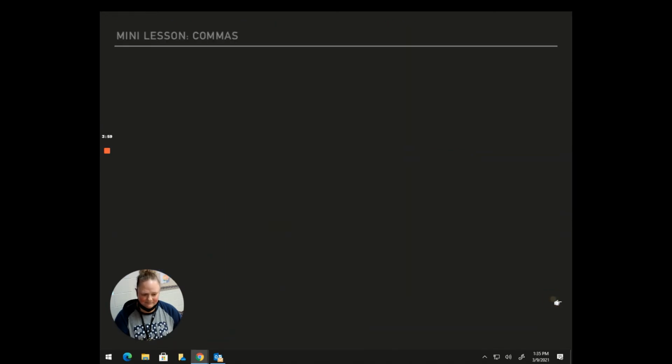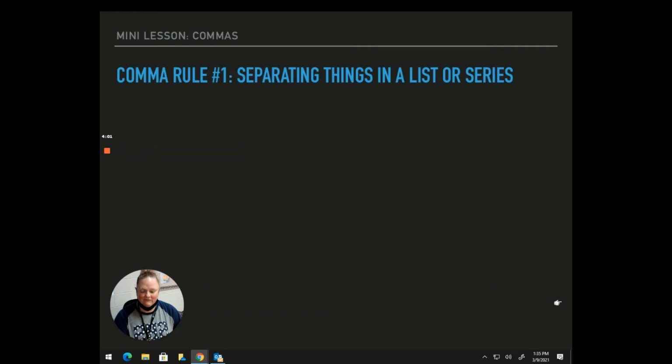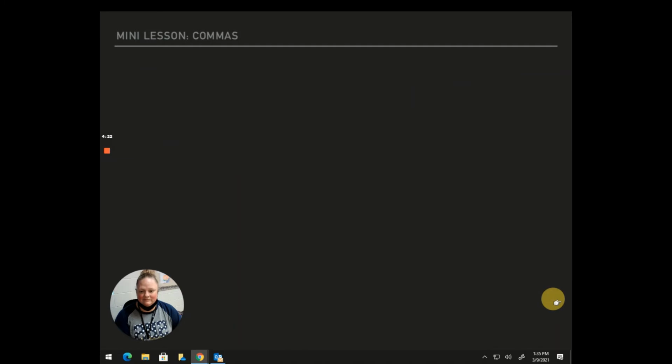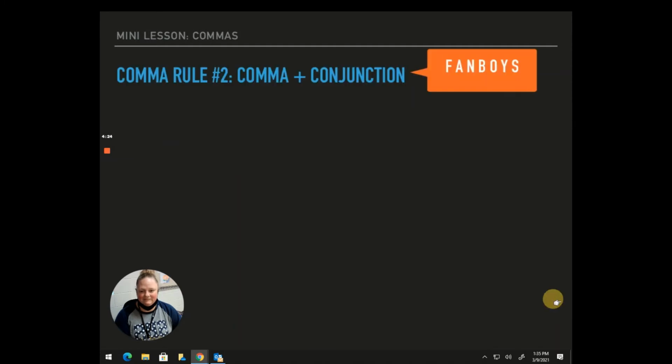Commas. We're going to learn 4 different rules for using commas. Number 1, you use commas to separate things in a list or series. You are really, really good at doing this because this is the first way you learn to use a comma. You learned this way back in elementary school. You're super good at it. There it is. Y'all got that. Y'all can do that.